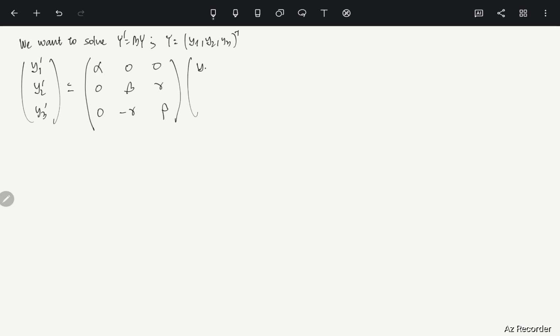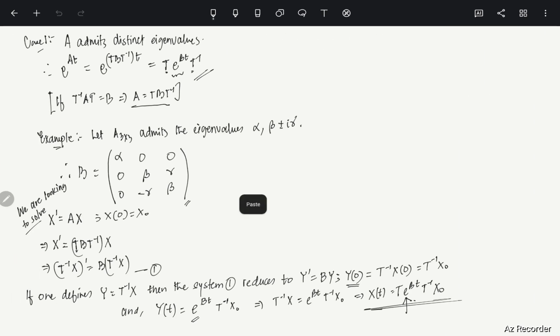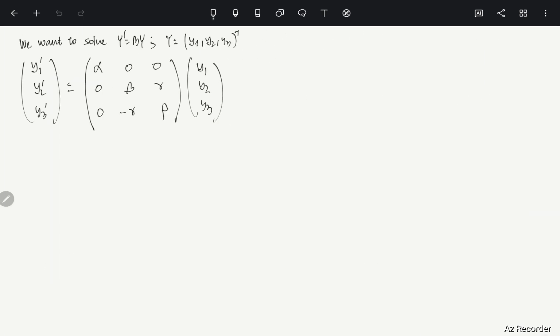And then y1, y2, y3. See, this is what we are going to get. Now, if you write it down properly, it means y1 prime... That will imply that these are the three equations which you are going to get. y1 prime equals alpha times y1. y2 prime is beta times y2 plus gamma times y3. And y3 prime is minus gamma times y2 plus beta times y3.